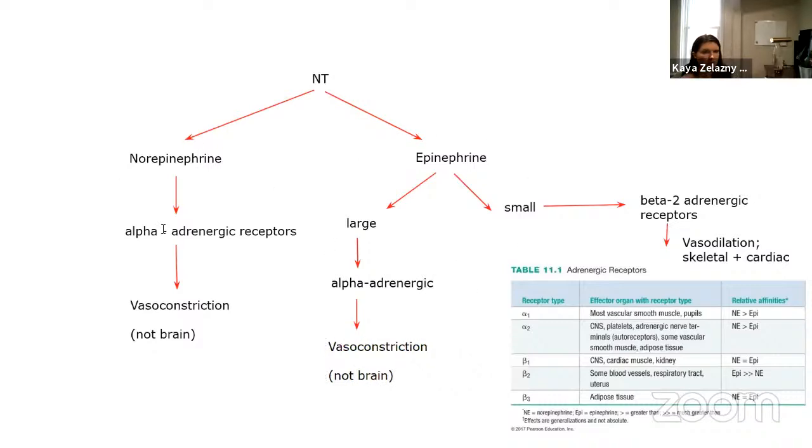So this should have been the second part of your answer for this warm-up question. So that mainly vasoconstriction is going to happen as a reaction to norepinephrine binding to alpha receptors. But if you have lots and lots of epinephrine, it will begin to also bind to those alpha receptors, which will also cause vasoconstriction.